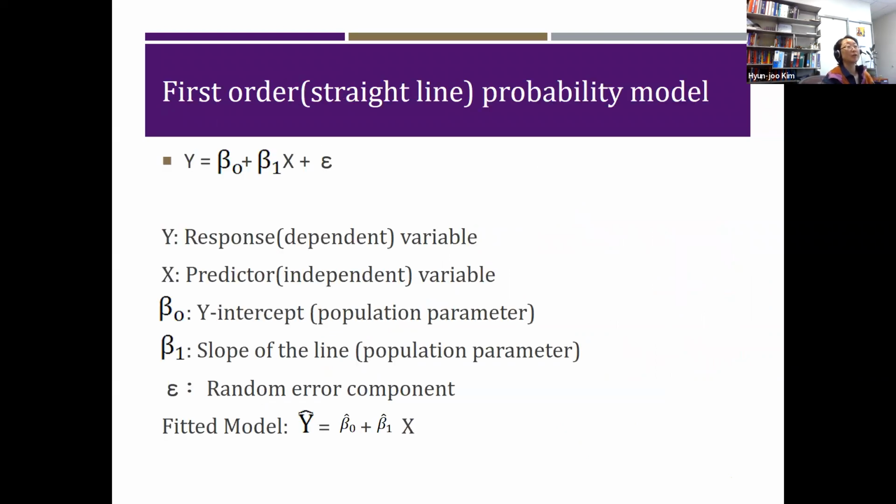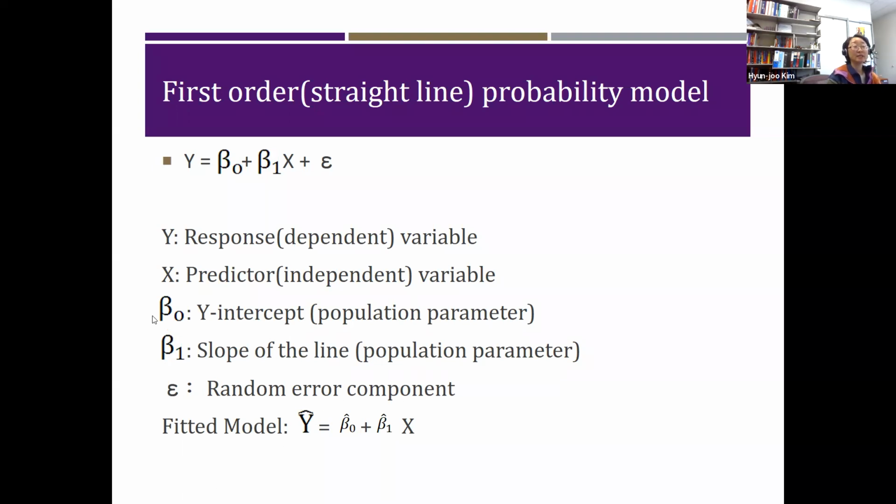Once more, here is our model. Y is equal to beta naught plus beta 1x plus epsilon, Greek letter epsilon. Here y is the response variable or dependent variable. X is the predictor variable or independent variable. Beta naught is the y-intercept. Beta 1 is the slope. Beta naught and beta 1 are the ones that we want to estimate using our data set. In other words, those are population parameters, and based on our data set, we'll guess what those parameters are. And epsilon is the random error component.